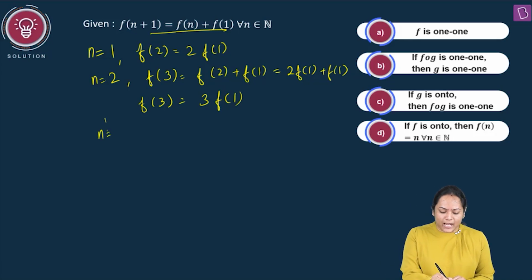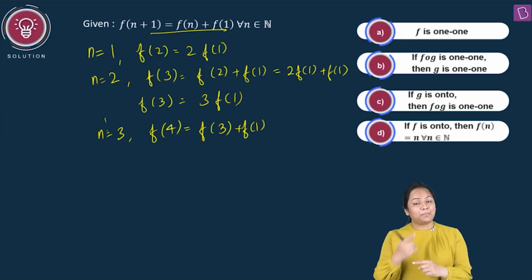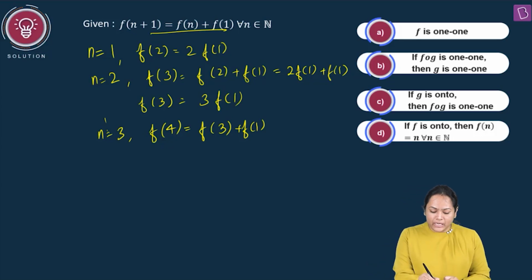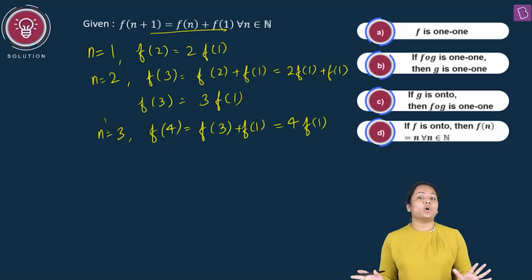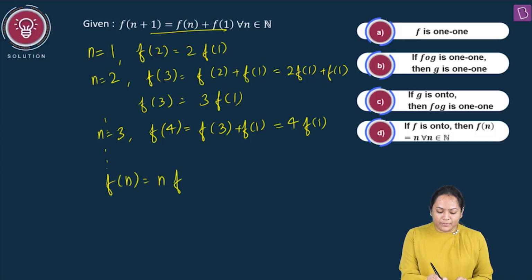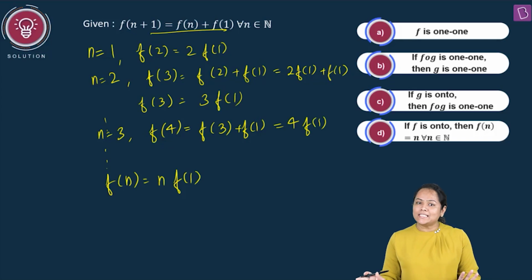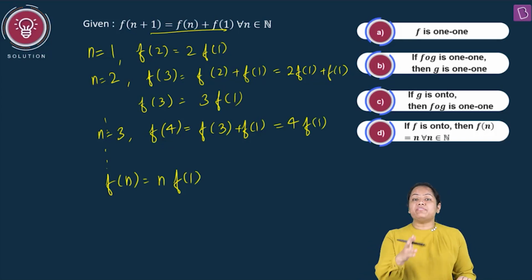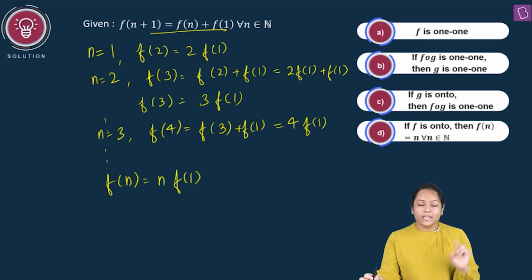Let me put n as 3. So when I do that, I'm going to get f of 4 is equal to f of 3 plus f of 1. And here, when I substitute the value of f of 3, it's going to become 4 times f of 1. That means we have got the pattern, isn't it? Directly what I can say is that my f of n will be equal to n times f of 1. Simple as that. Clear?